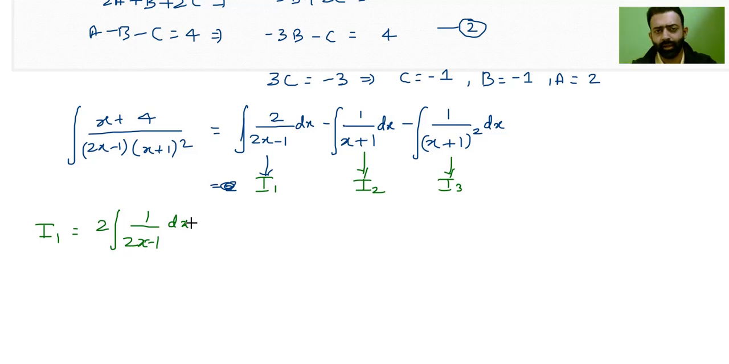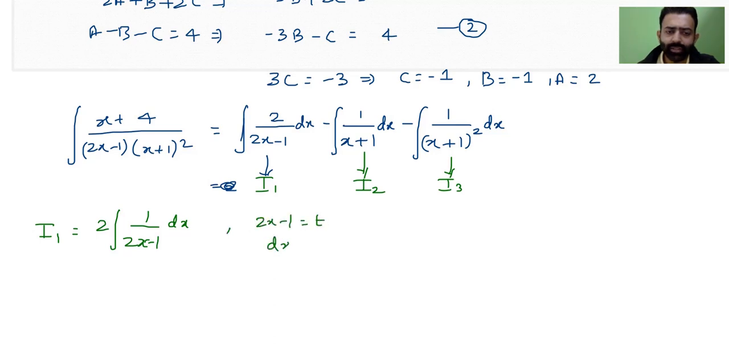We have already done in the introduction chapter of integration, which was I think unit number 5, the integral of the type 1 upon (ax plus b), whose integral involves a logarithm. The integral of 1 upon (ax plus b) is 1 upon a times ln of (ax plus b). So here the value of a is 2 and b is minus 1. Or you can directly use the substitution method, using 2x minus 1 as t.